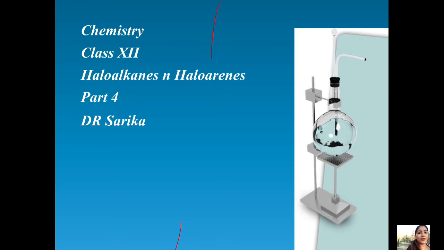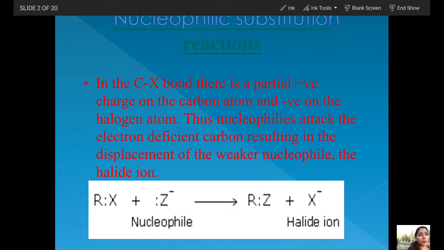Hello everyone. Today I am going to continue Class 12 haloalkanes and haloarenes, part 4. In previous chapters we have gone through what haloalkanes and haloarenes are, what the classification and nomenclature are, and how we can prepare haloalkanes and haloarenes. And today I am going to tell you about the chemical properties.